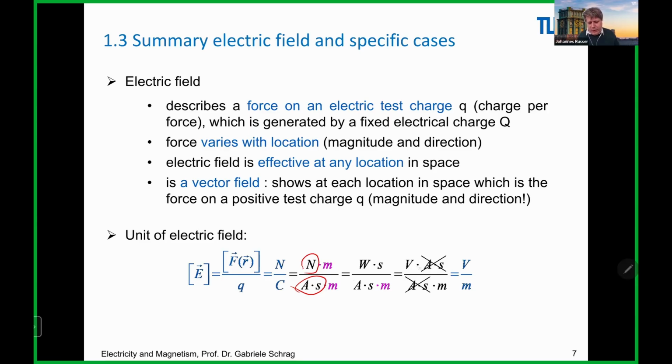And the watt you can also express in terms of voltage times ampere. So what is your power? Volt times ampere times second. You have here in the numerator and the denominator an ampere second times meter, and then you can divide that by ampere seconds. So it is a volt per meter. So your electric field is given by volt per meter.